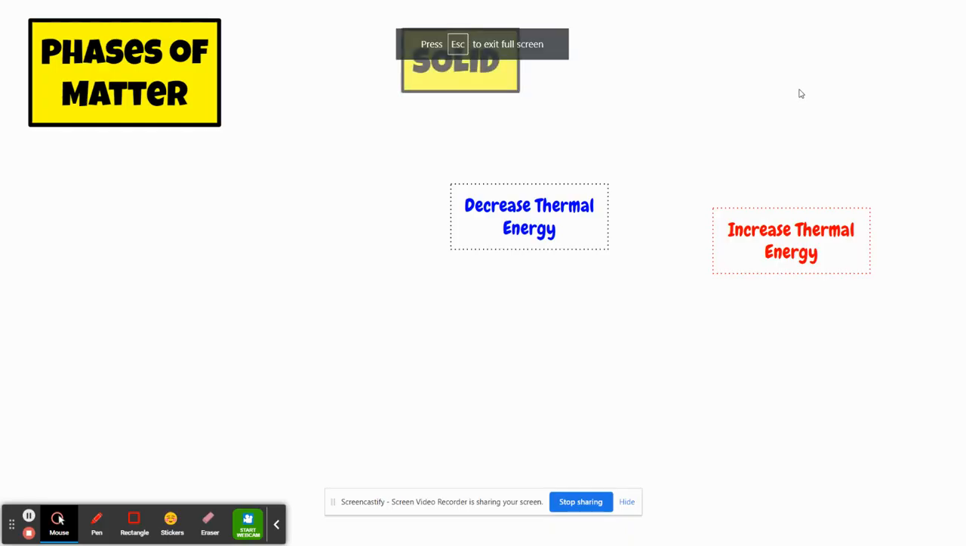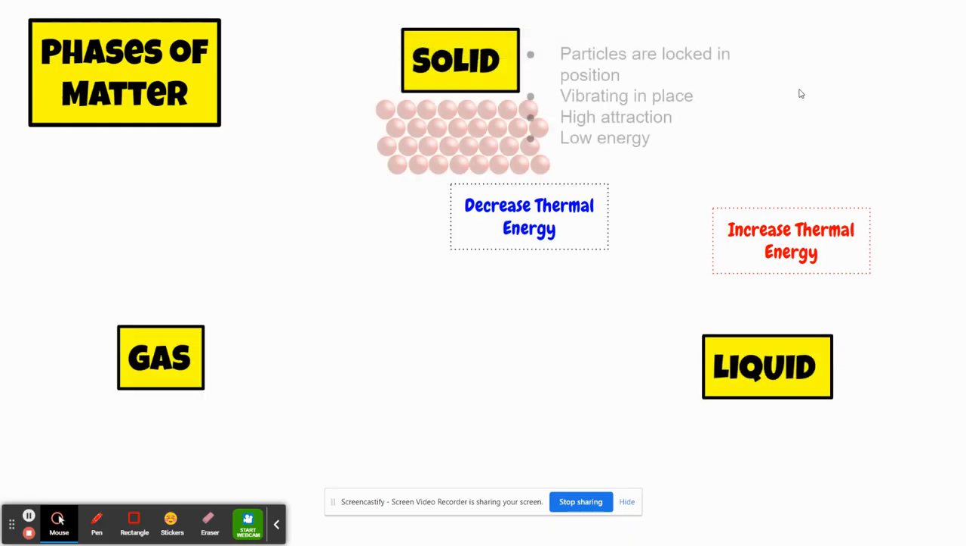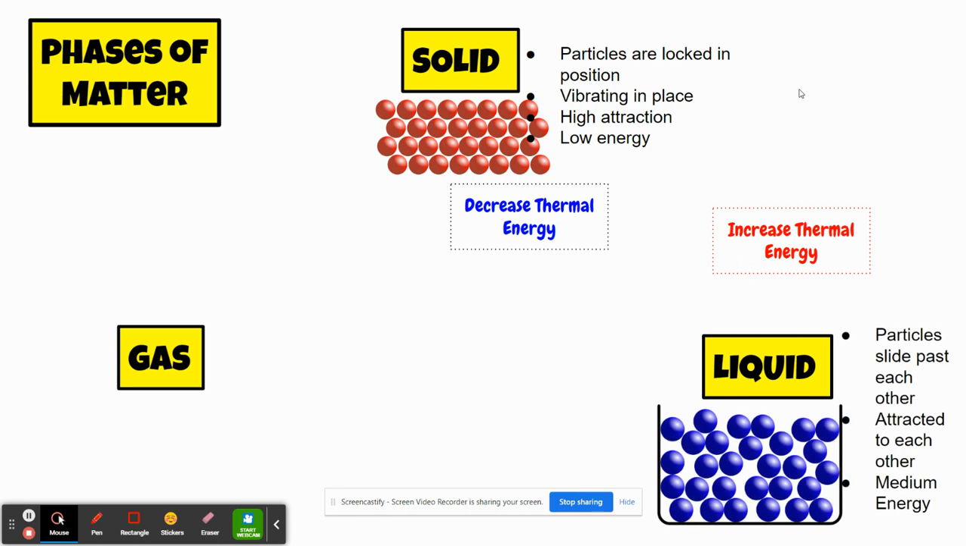Okay, I want to go back to the slideshow. I just included low energy because some of you were having a hard time on your simulation yesterday understanding that a solid was low energy. They are vibrating in place, but they're not moving around like crazy. They're locked in position.